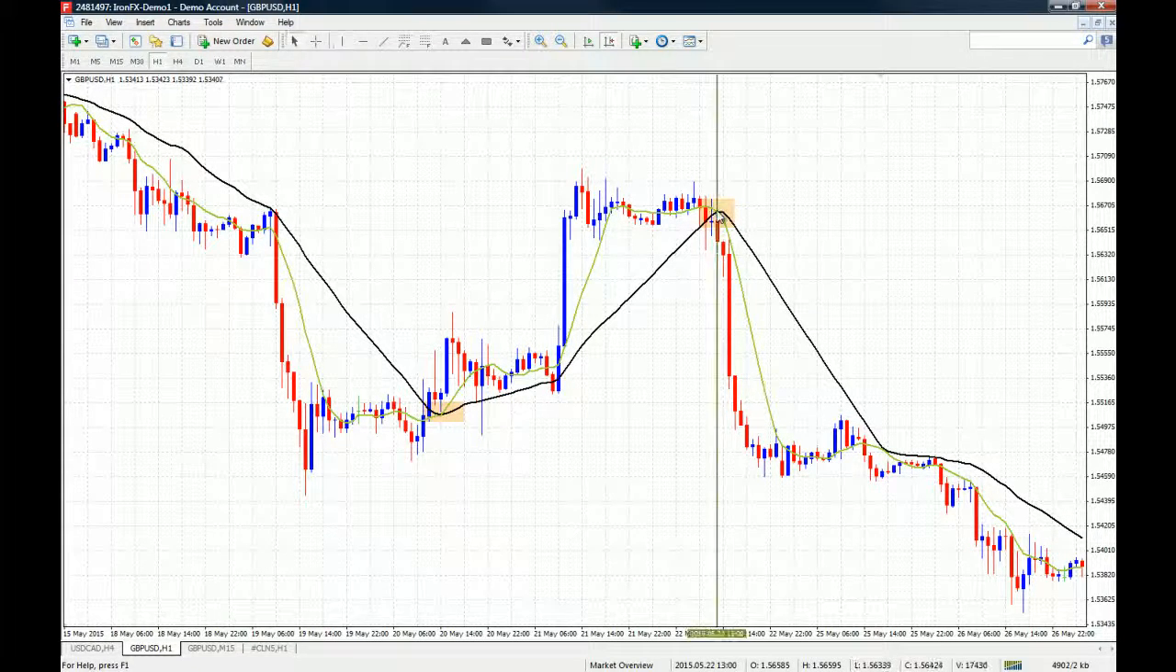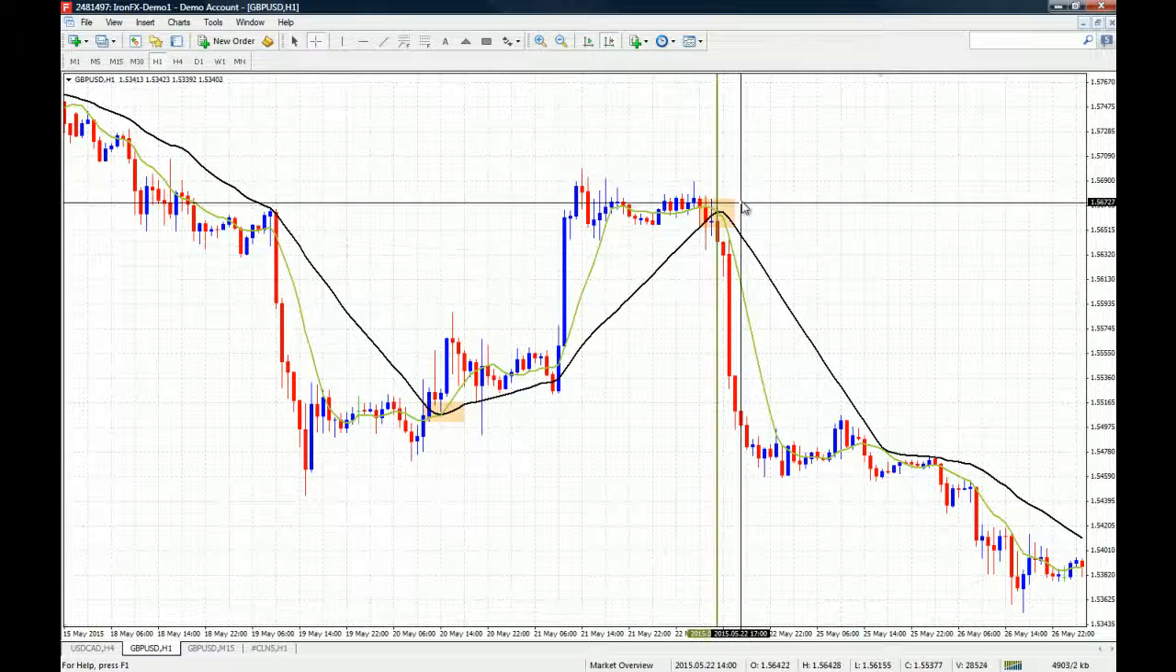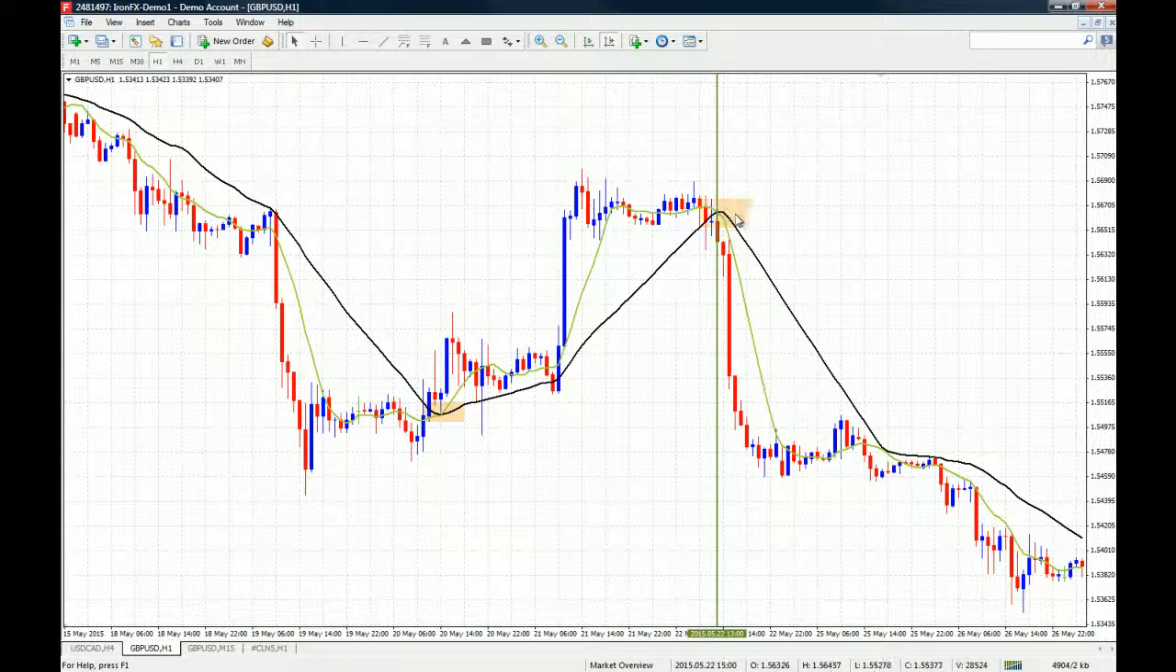Let me mark it. When we have the crossover, we have a signal to buy put options, and the signal goes at the end of this candle right here at this level, and you can see that this option clearly expires in the money.